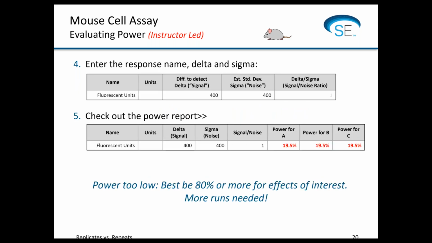Then we put in the delta, the change in the response, in this case fluorescence, that we want to detect. We input the sigma, the noise that we think will be present in the system, and then we click on continue, and that gives us the power.